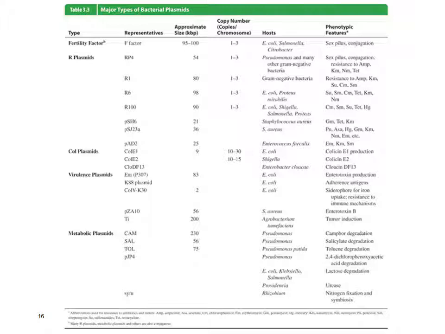Finally, we have metabolic type plasmids, and these plasmids carry genes for enzymes that can degrade certain substances. So, for example, some of these genes can degrade aromatic compounds such as toluene. There are others that have been found to degrade pesticides such as 2,4-D. Others can degrade or metabolize sugar such as lactose. And also there are metabolic plasmids that are used for nitrogen fixation by rhizobium bacteria.